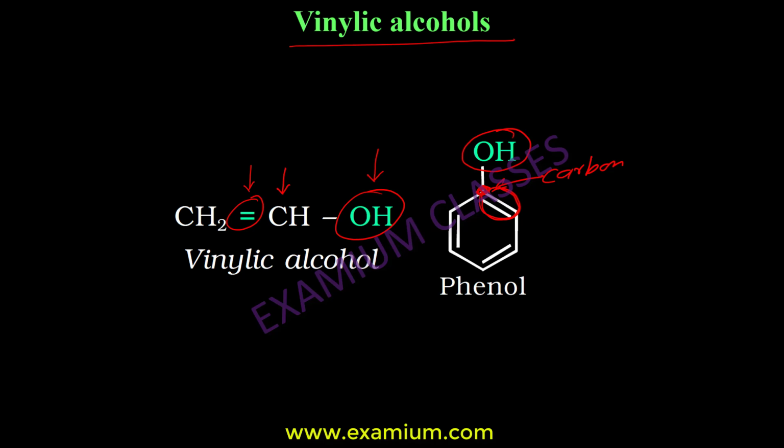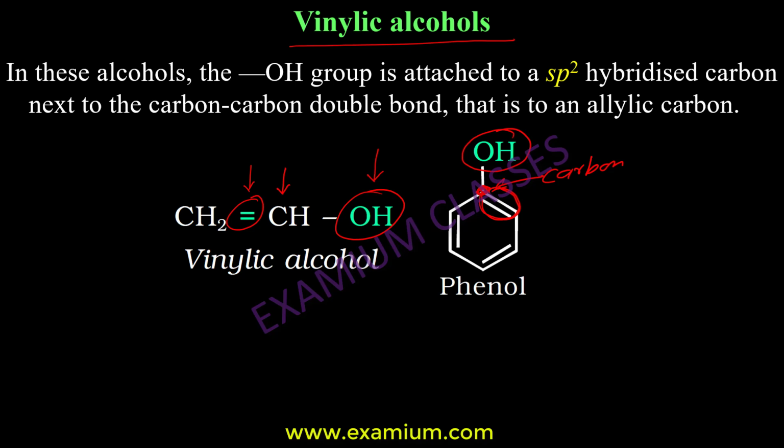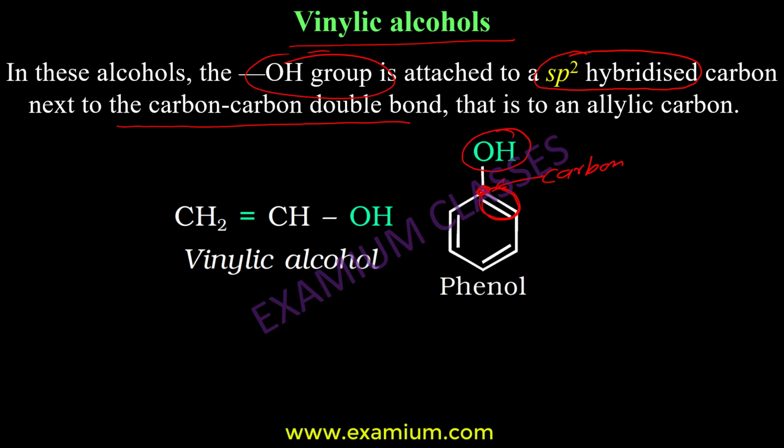It is vinylic alcohol. The definition, in these alcohols the OH group is attached to sp2 hybridized carbon atom, sp2 in this case vinylic, okay, next to carbon carbon double bond. So what I am saying, OH group is attached to sp2 carbon next to carbon carbon double bond. Why is it sp2 hybridized carbon atom? Because this carbon has one hydrogen, one OH group and then double bond CH2. This carbon has only 3 sigma bonds, yeah, 3 sigma bonds. That's why sp2 hybridized carbon atom.